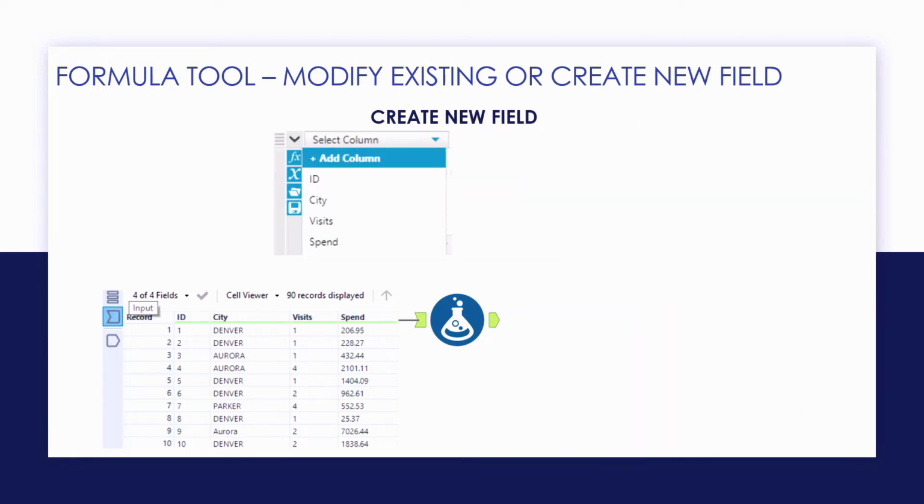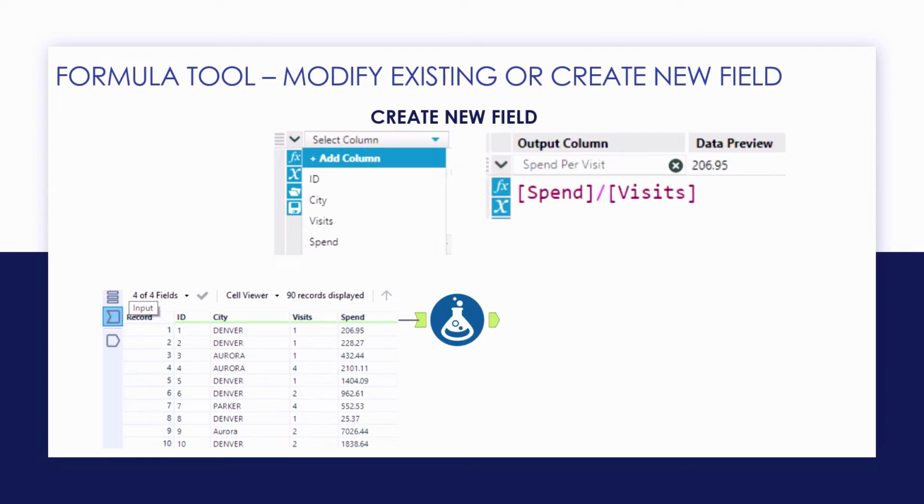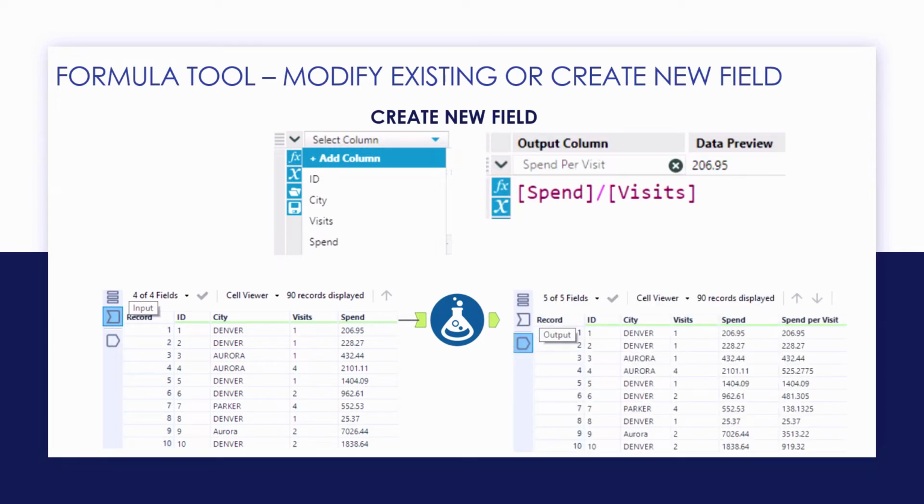We can also use the formula tool to create new fields. So the same sample data set, this time a simple division problem to create spend per visit. And the data preview is showing us the results in record number one again. And we can see we have a new fifth field.